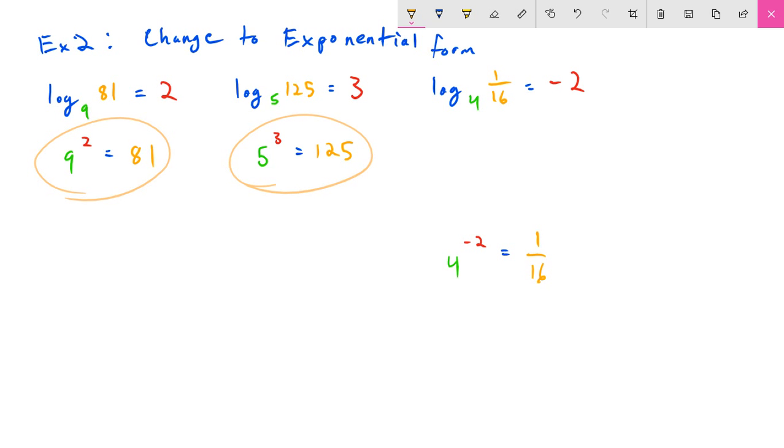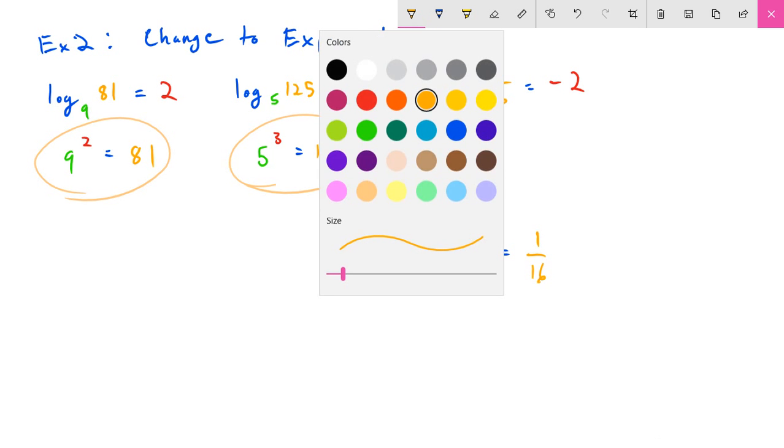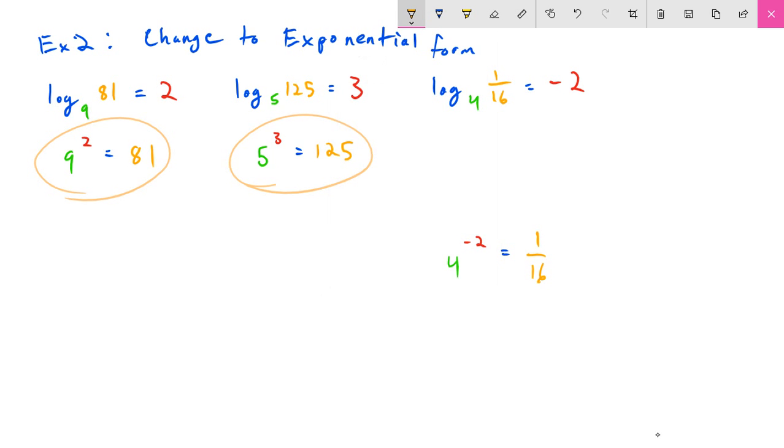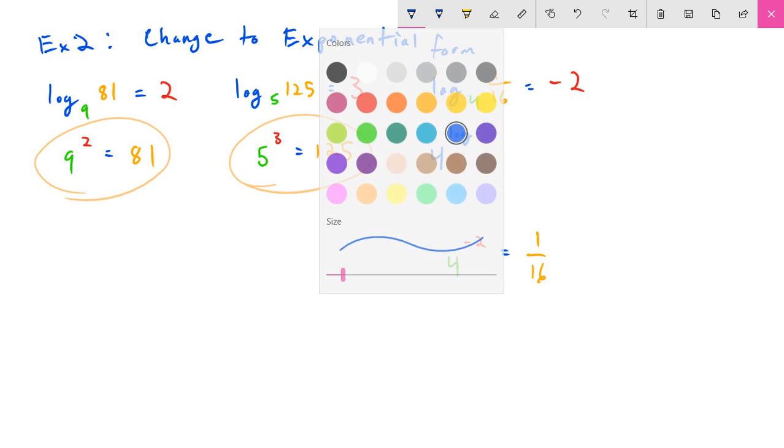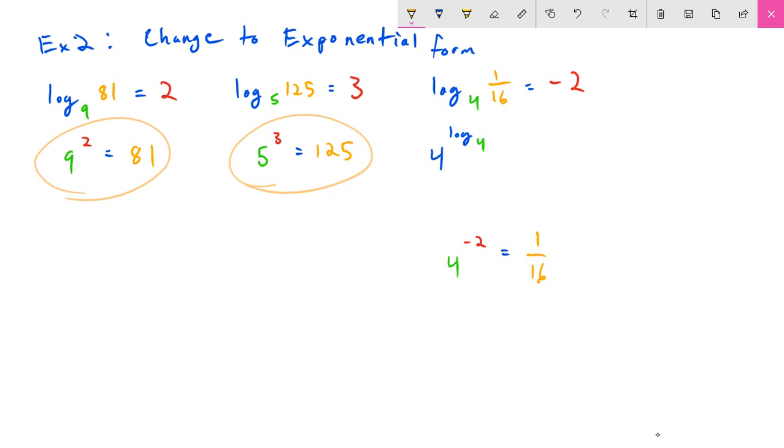Now remember, the log we use to get rid of a base. And so we can go the other way around. We can use a base to get rid of a log. What is the base on this log? 4. So I can introduce a base of 4. So 4 is going to be my base, right? And this log base 4 of 1 over 16, that's going to become my exponent. Like this. Equals, and because I introduced that base of 4 on the left side, what do I have to do on the right side? 4 raised to the negative 2, that's right. You see, it's the exact same thing.